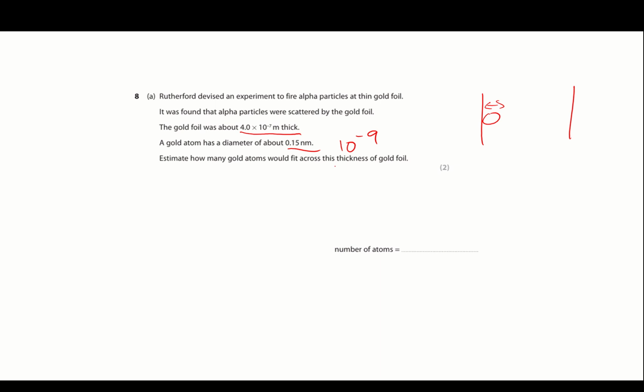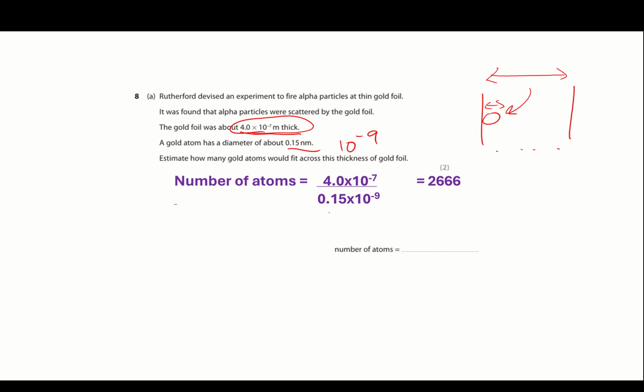And then estimate how many gold atoms. Well, we know it's going to be this divided by that will tell us how many there are. So the number of atoms is the thickness divided by the width of a single atom. You've got to remember to change nanometers. This is in meters, so that's perfect. So 0.15 times 10 to the minus 9.